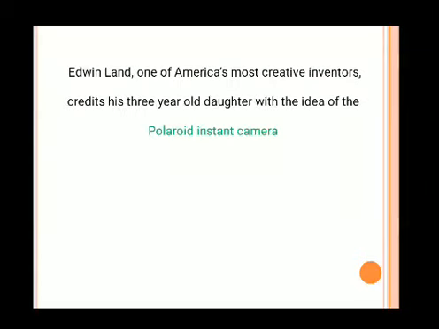Edwin Land, one of America's most creative inventors, credits his 3-year-old daughter with the idea of the Polaroid instant camera. That means a 3-year-old child gave the idea regarding the Polaroid instant camera, and Edwin Land gave credit to his daughter.